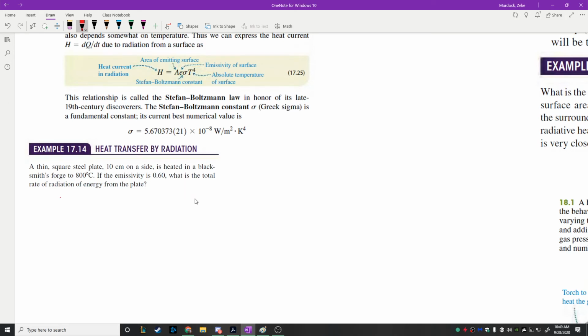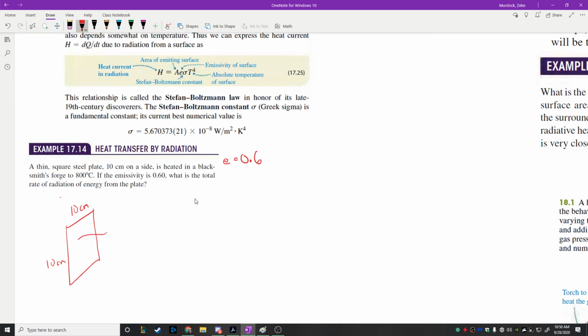So we have a thin square steel plate. It's 10 centimeters on each side, 10 cm by 10 cm. It's heated in a blacksmith's forge to 800 degrees Celsius. We're given that the emissivity is 0.6. This is basically just a fraction that tells you it's like 60%. So 60% of the radiation is going to come out of this thing. If the emissivity is 0.6, what is the total rate of energy radiation from the plate?